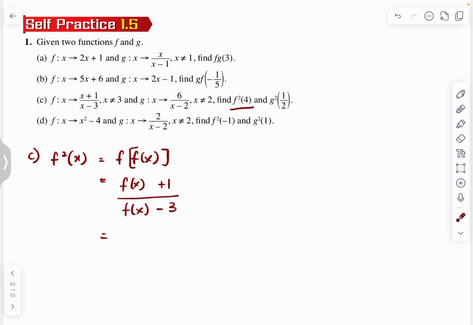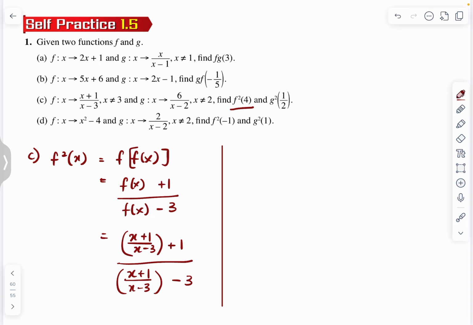Okay, now we sub the f(x) into these two f(x). So we get (x plus 1 over x minus 3, plus 1) over (x plus 1 over x minus 3, minus 3). Okay, we sub this f(x) with the function f(x). So now what we do is we try to make the denominators the same. So this is 1 over 1. So top and bottom we multiply with x minus 3. So we're gonna get, actually no need. Okay, actually we don't have to simplify it.